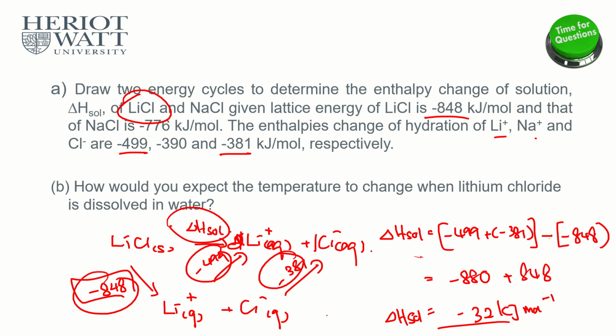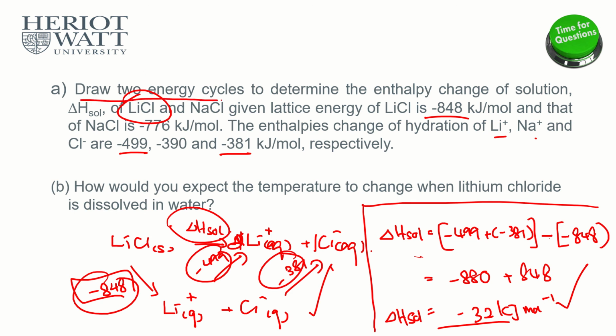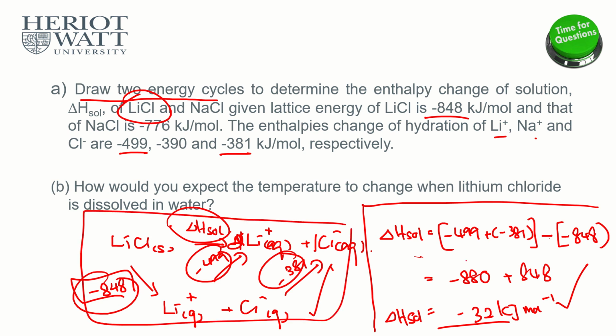All right, so this is the cycle, this is the calculation. Now if the question is asking you to calculate the enthalpy change of solution, you may just show the formula and do the calculation without the cycle. But in this case, they say draw the energy cycle. Please make sure you show the cycle as well, and then you apply the formula, you get the final answer. Okay, so this is one of the examples shown. You can do it yourself for sodium chloride, exactly the same way.